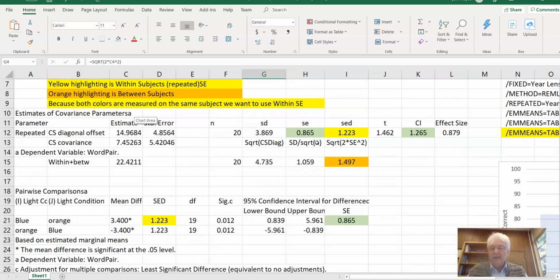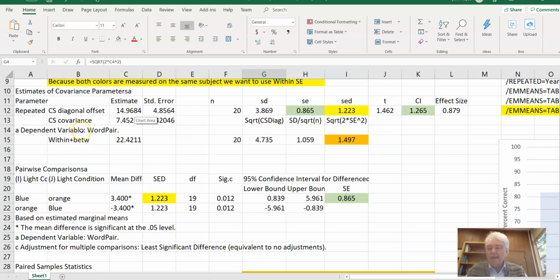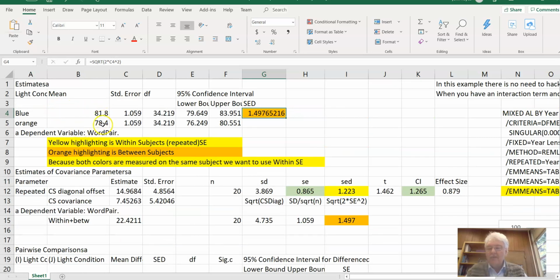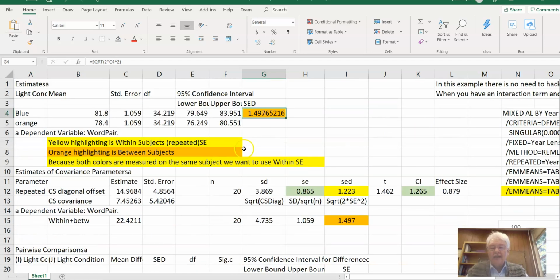Now let's come down here to our pairwise comparisons. Again, if you were to subtract 81 from 78, you'd get a difference of 3.4. And Mix just does the thing twice, once comparing blue to orange and once orange to blue, and the difference is the sign. Now their standard error of difference is 1.223. Well, what the heck is that all about? Because up here we calculated it at 1.49.